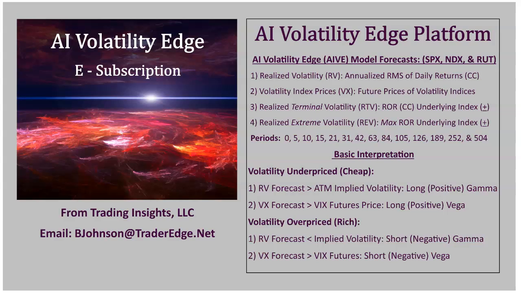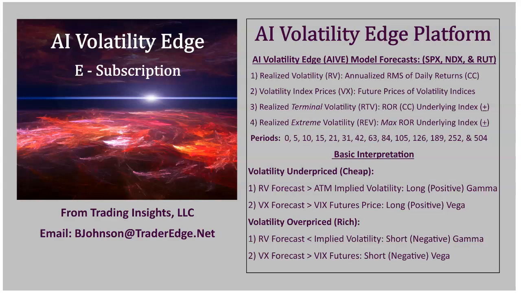Realized extreme volatility. In order, realized volatility represents the annualized root mean square of the daily continuously compounded returns of the underlying index. Again, either the SPX, the NDX, or the RUT. So what does that mean? It is an annualized estimate of how volatile the underlying index is. Why is that important? It's important because the realized volatility forecast can be compared directly to the implied volatility of an option to determine whether that option is cheap or rich.